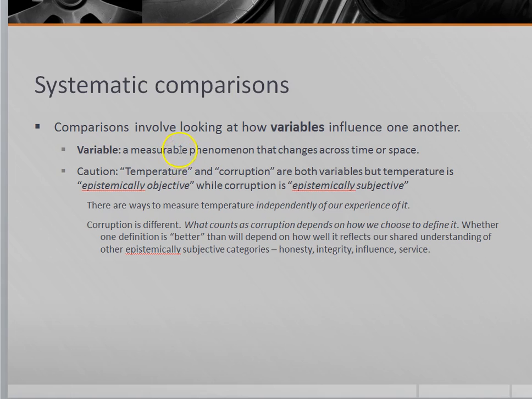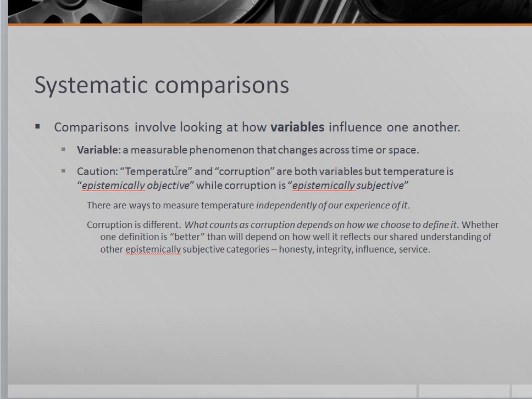Both are variables, but temperature is in a sense epistemically objective, while corruption is epistemically subjective. What does that mean, epistemically objective? Well, epistemically objective simply means that temperature, that is to say how hot or how cold it is, can be defined independent of our perception.